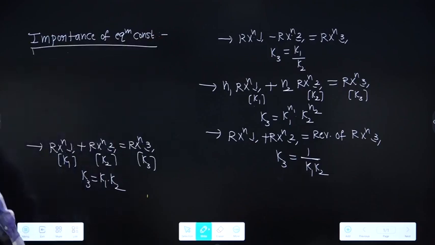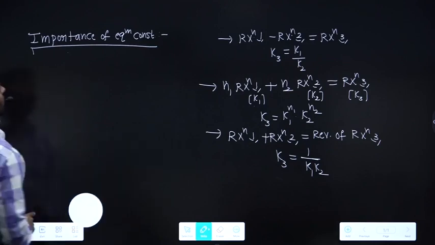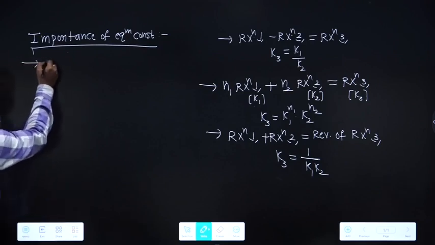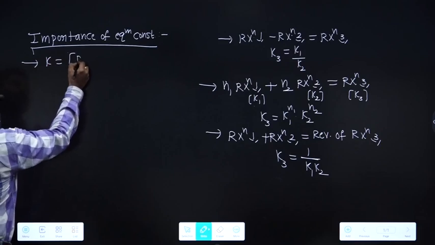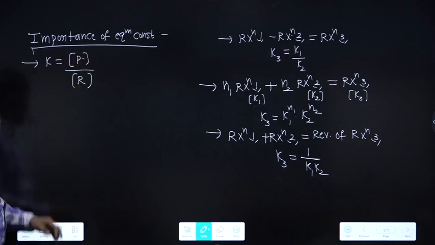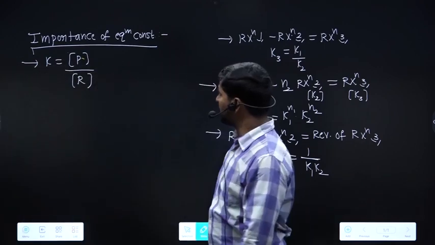Importance of equilibrium constant. Once we know the equilibrium constant, it is equal to what? Product side concentrations by reactant side concentrations.